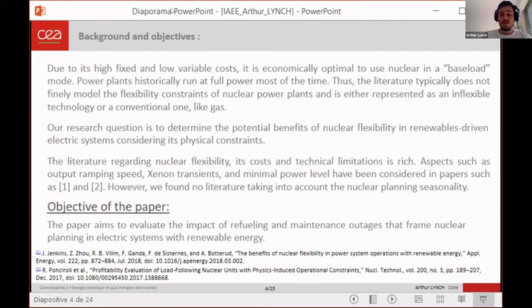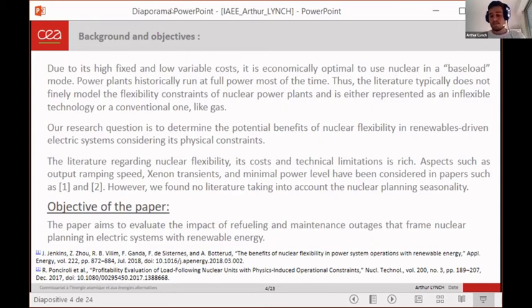So as mentioned before, and as you probably know, in most countries, and also partially in France, nuclear power plants have been traditionally used as a baseload means of generation due to their high fixed cost and low variable cost. Due to that fact, the modeling literature typically does not model the flexibility potential of nuclear power plants, as well as their flexibility constraints. And nuclear is often represented either as an inflexible means of generation or as a conventional thermal technology such as gas or coal.